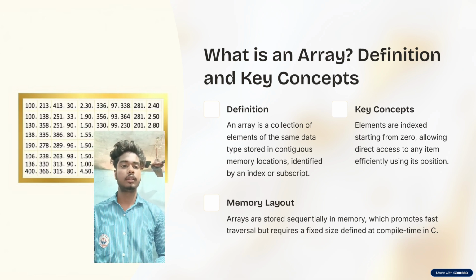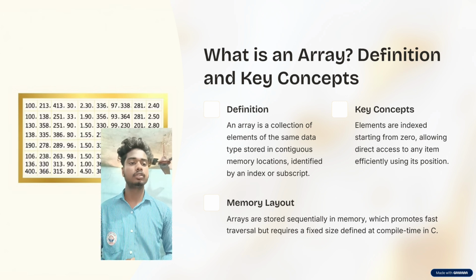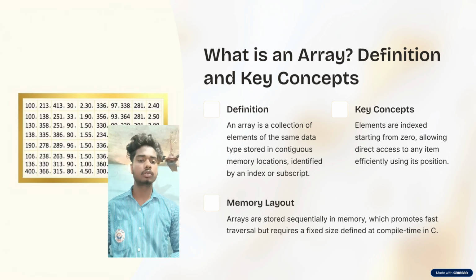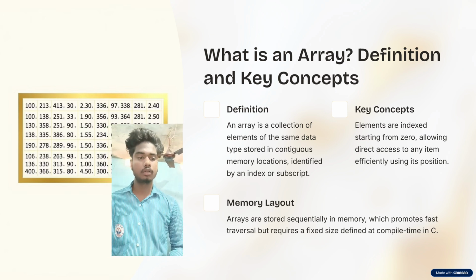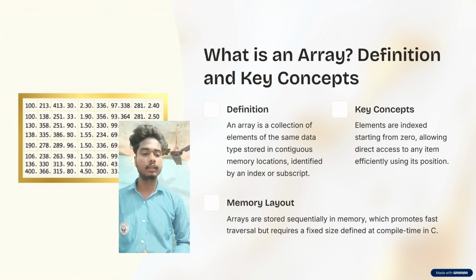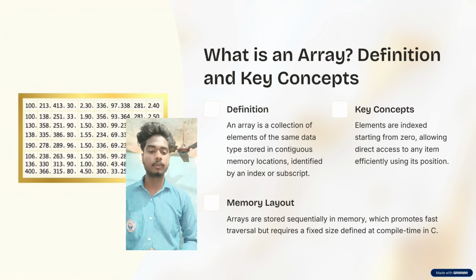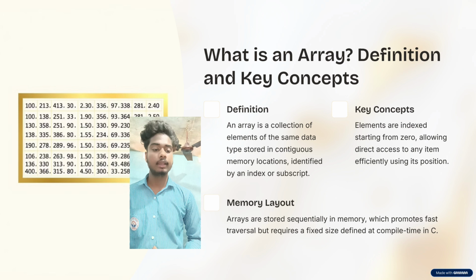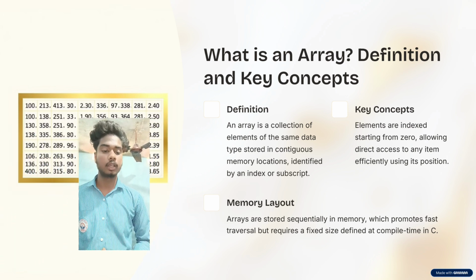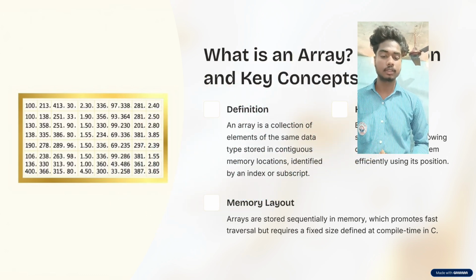Let's move on to the next slide, and now we see what an array is: definition and key concepts. Definition: an array is a collection of elements of the same data type stored in contiguous memory locations, identified by an index or subscript. Key concepts: indexing starts from zero, allowing direct access to any item efficiently using its position. Memory layout: arrays are stored sequentially in memory, which promotes fast traversal but requires a fixed size definition at compile time in C.